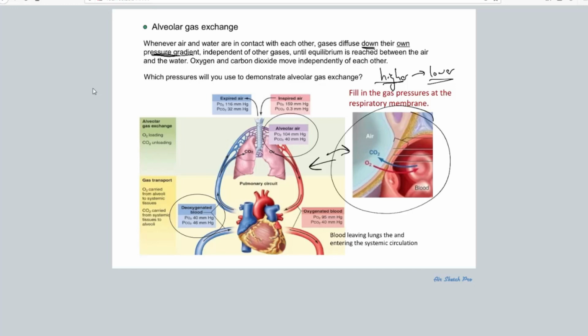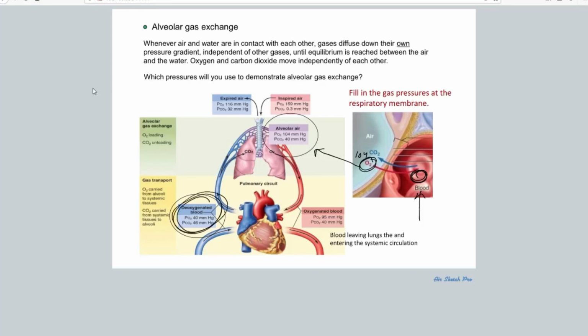So let's take a look at oxygen, for instance. Let's first find the pressure of oxygen in the alveoli. Where are we going to find that? Well, that's right there. It has a pressure of 104 millimeters of mercury. Then we want to know the pressure of oxygen in the pulmonary capillaries. The pressure I want is the pressure of oxygen in the blood that's entering the pulmonary capillaries. So where's the blood entering the pulmonary capillaries? Well, that's this right here.